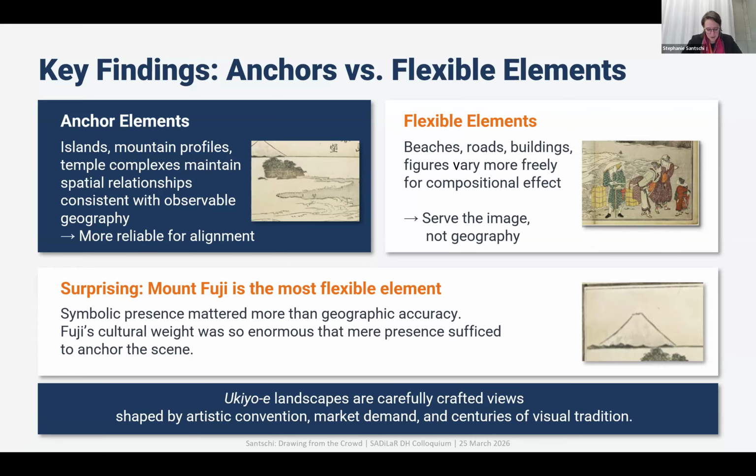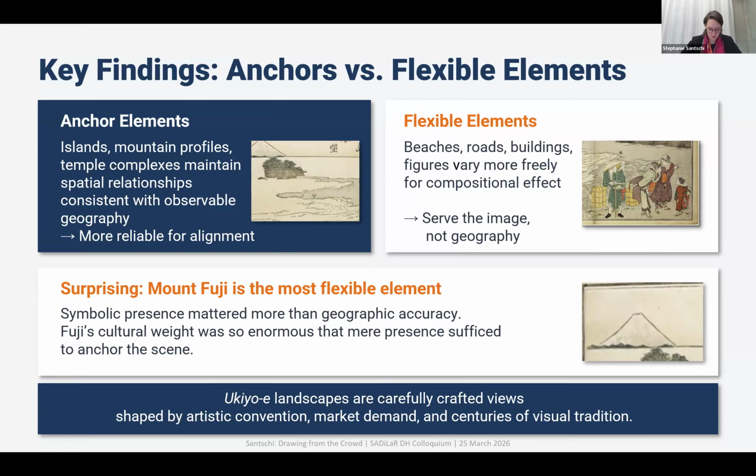It could be that they either observed the same places in person, or that they copied from prints that preserve accurate observation, maybe also from each other. Either way, the coastline functions as an anchor. And the flexible elements vary freely for compositional effect. One print might show a beach filling a third of the image, another of the exact same location might barely show it. The beach expands and contracts based on what the composition needs: space for pilgrims, room for a poem, or balance with the other elements.